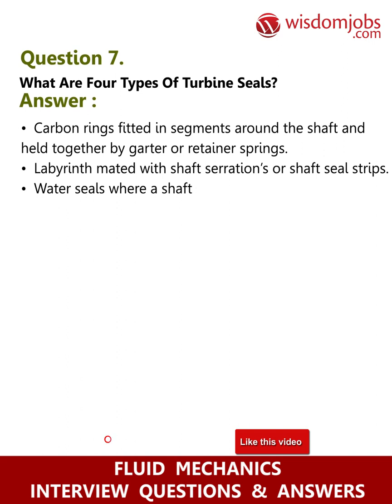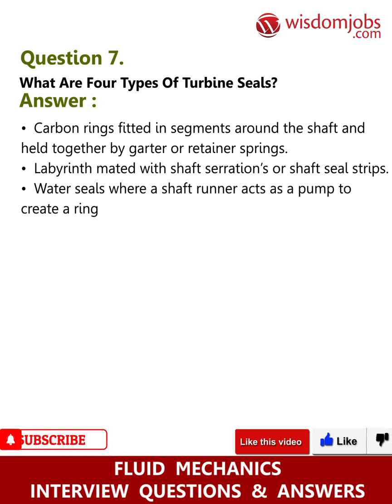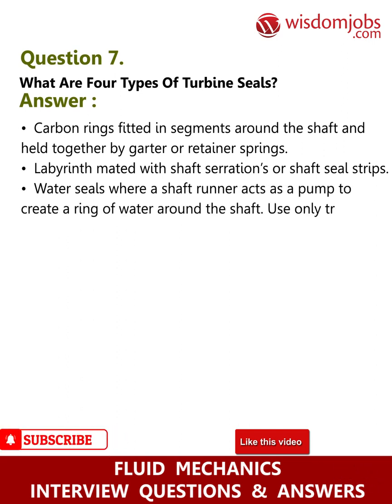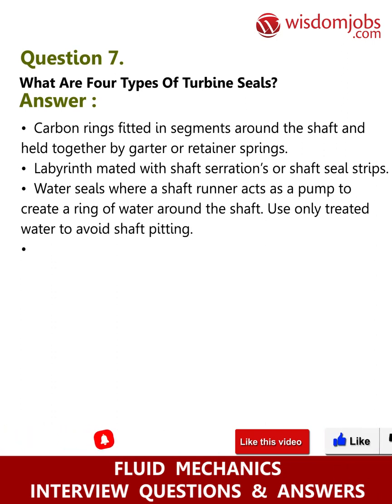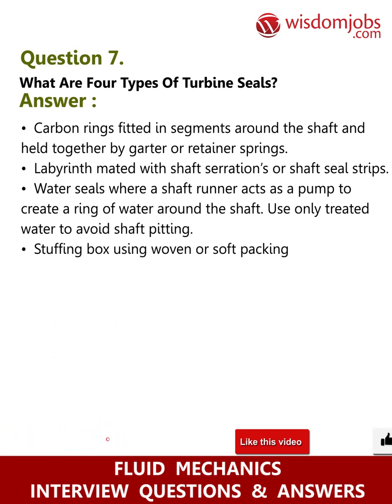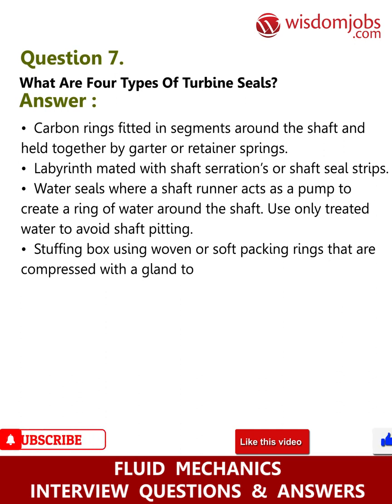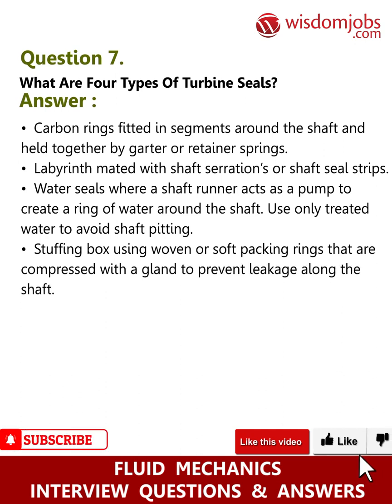Water seals, where a shaft runner acts as a pump to create a ring of water around the shaft. Use only treated water to avoid shaft pitting. Stuffing box, using woven or soft packing rings that are compressed with a gland to prevent leakage along the shaft.